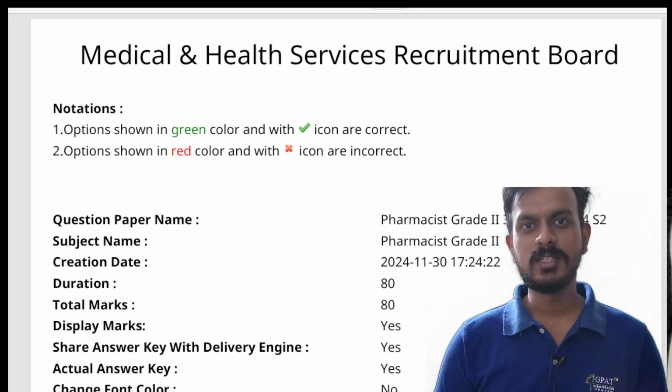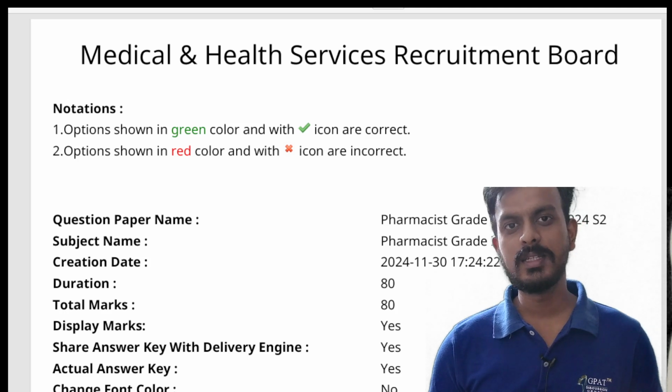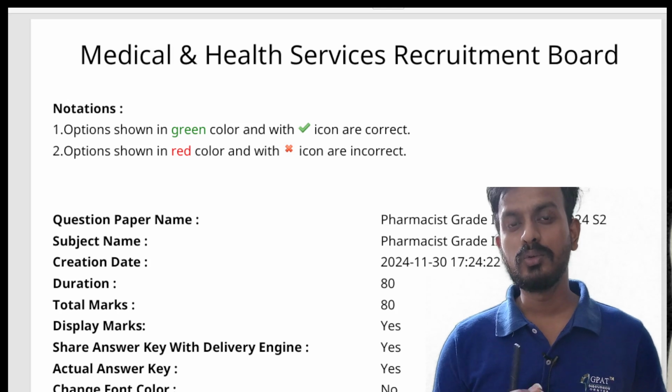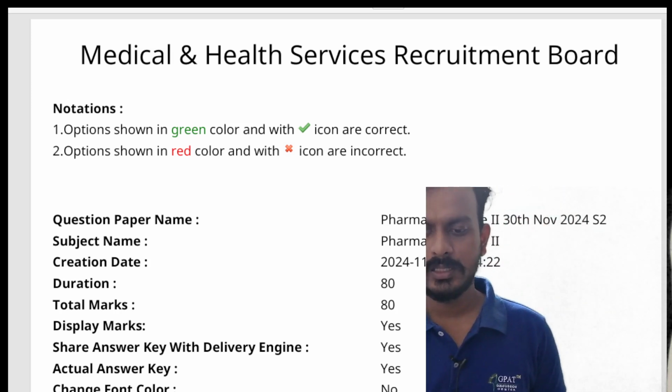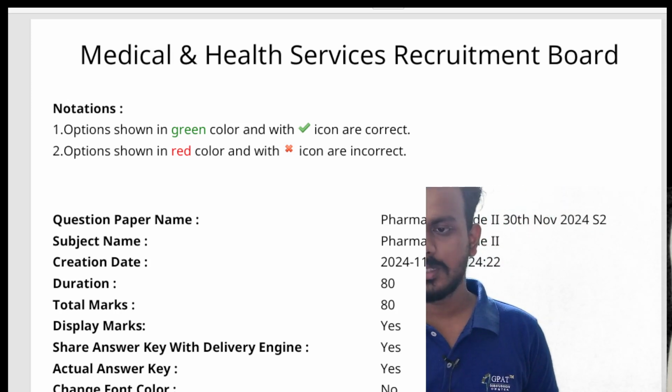Today we are going to discuss the questions that were asked in your recent Medical and Health Service Recruitment Board exam. So today we will discuss the second part of the second shift exam. So let's start our discussion. Let's come to question number 40.